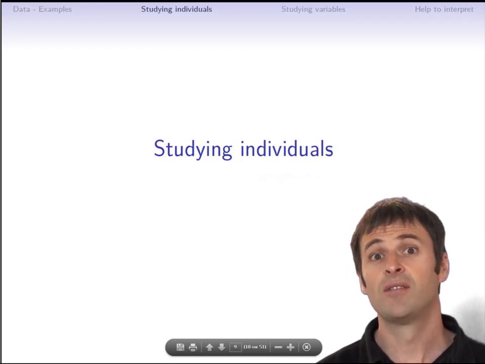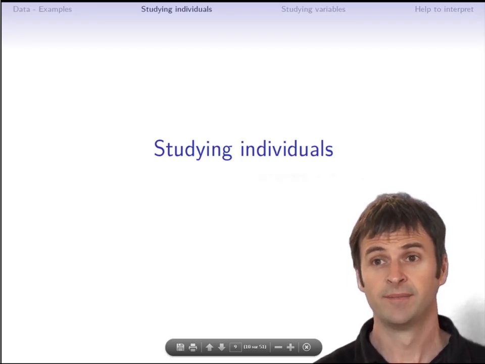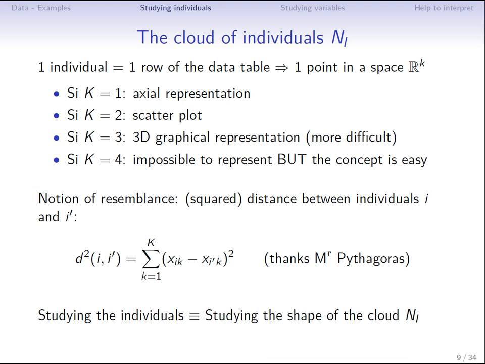So let us now study the individuals. I said that an individual is a row of the data table and therefore a point in a k-dimensional space. If k is equal to 1, there is only one dimension and it is easy to represent the individuals. I put them on an axis according to their value. If there are two variables, I can build a classical scatter plot as before a linear regression.